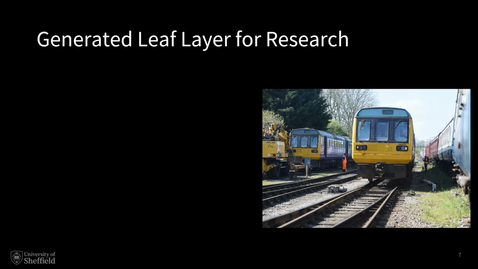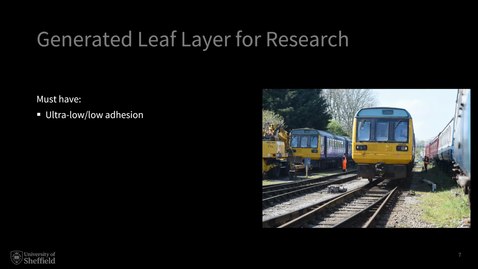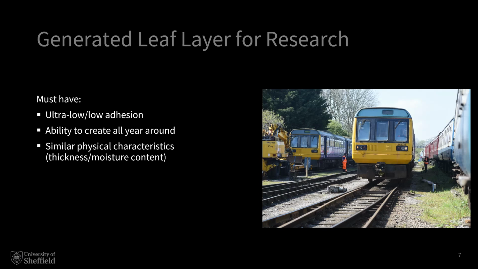And these generated leaf layers have to have quite a few different attributes. They've got to create that ultra low or low adhesion, otherwise there's no point in us doing it. You have to be able to create them all year round. It's no good having something that is limited like the real leaves are. And they've got to have similar physical characteristics, similar thicknesses, and similar reaction to moisture. Some nice to haves would be that it's well bonded, so that it creates a really strong bond between the layer itself and the rail. And we also want to potentially see the color change and chemical changes that we see in real leaf layers, but those are nice to haves.